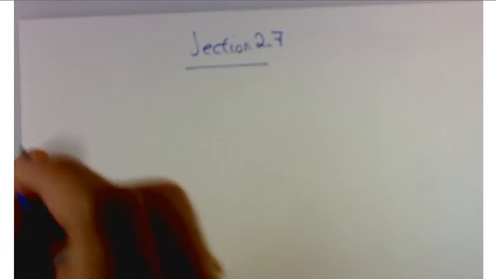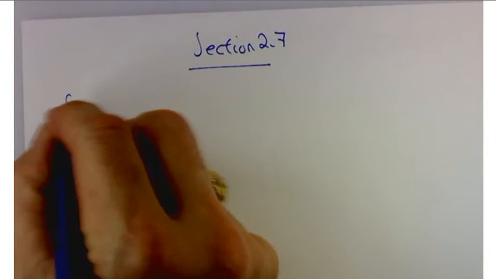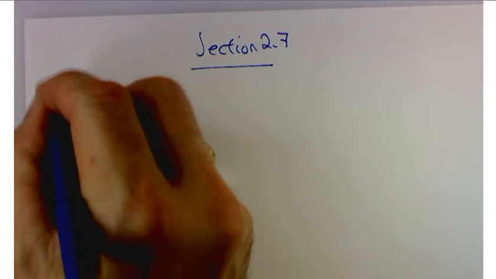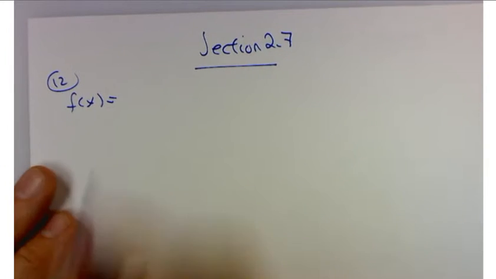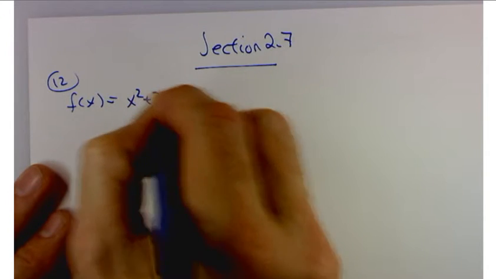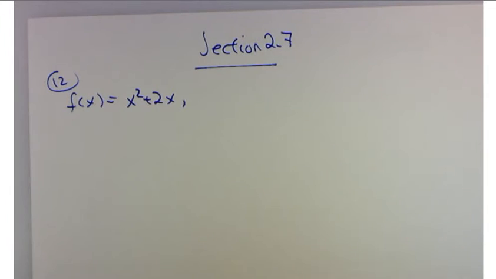All right, so problem number 12. f of x is x squared plus 2x, and g of x is x squared minus 3x.